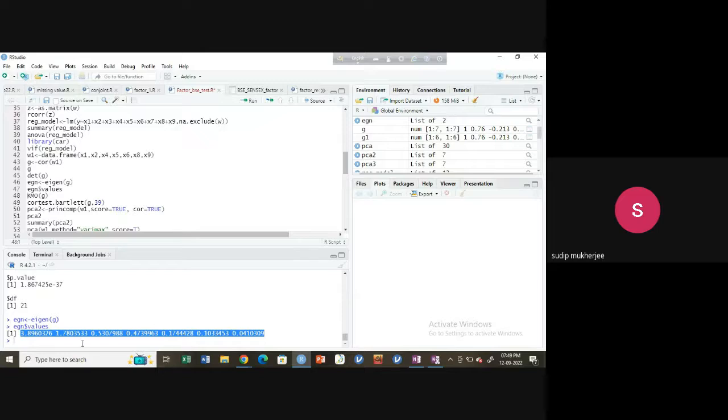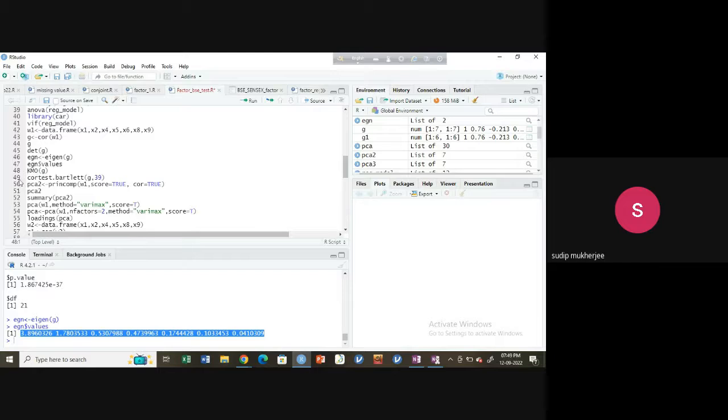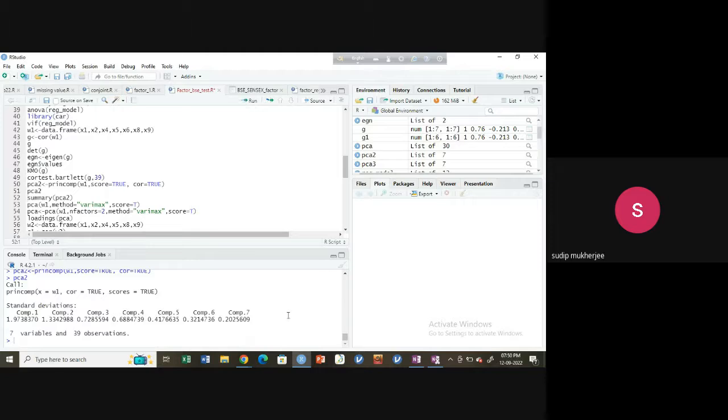Clear? So we already determined that there are two factors for this particular case. Out of seven, we can construct two factors. If we run this, the function is princomp. What are the components? The arguments are the data set, that is W1, name of the data set, score is true, and correlation is true. So here correlation is automatically calculated in the system. So if you run this, what is the PCA?